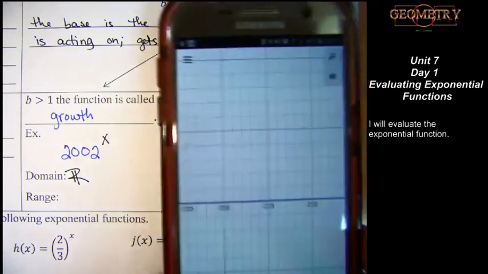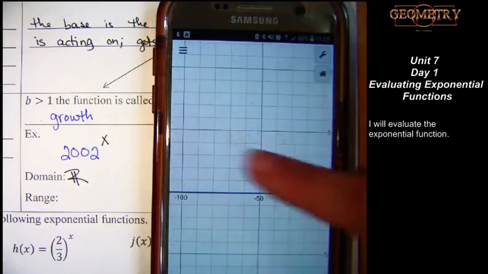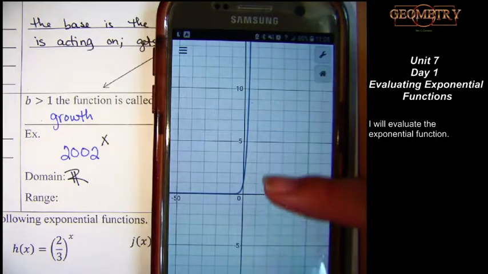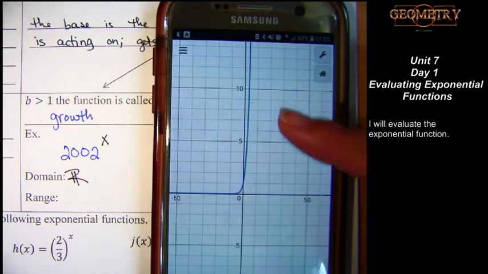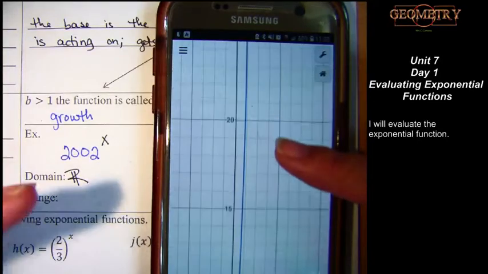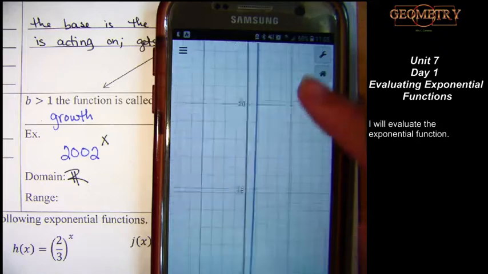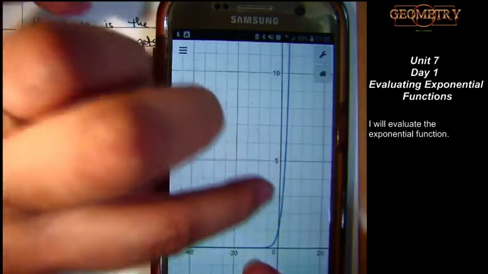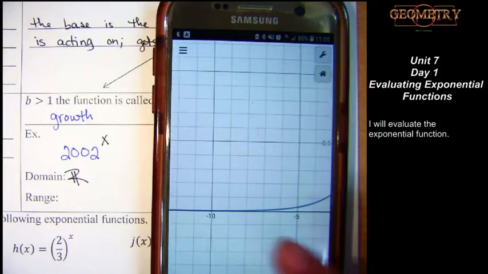Let's try to figure out the range. Remember that the range is all the values of y. So we're looking at where the graph appears in the up or down y direction. It's very easy to see that in the positives, it's going to continue on forever, and it's going to get to infinity really fast. But if we look here in the negative x direction, it looks like it hits 0, doesn't it?